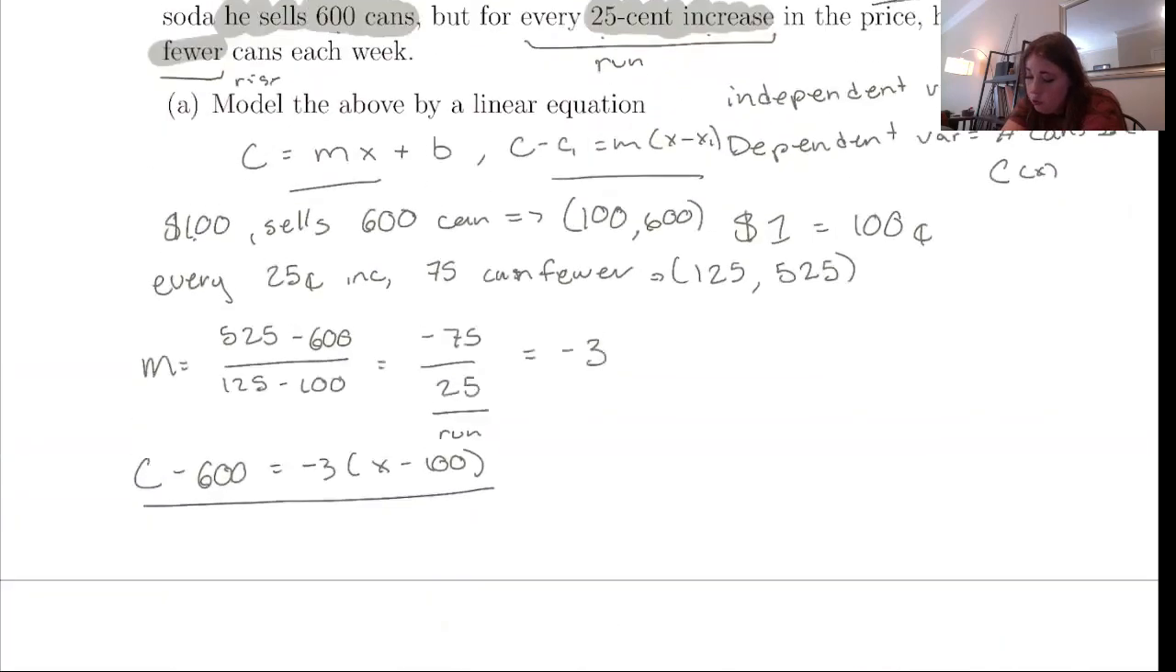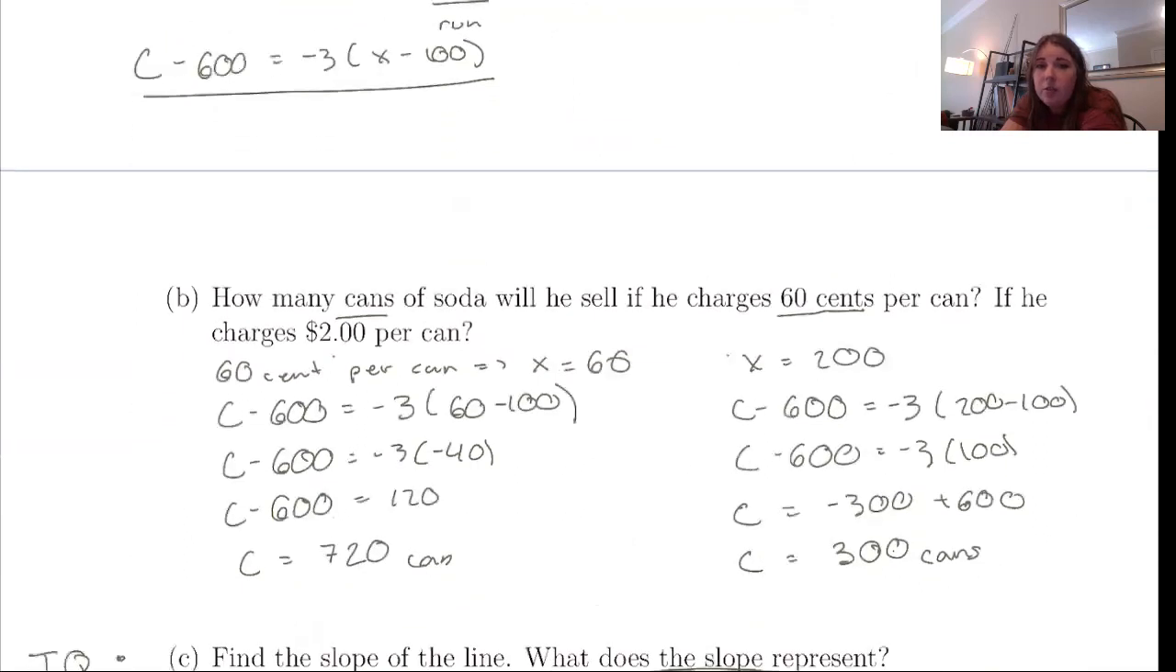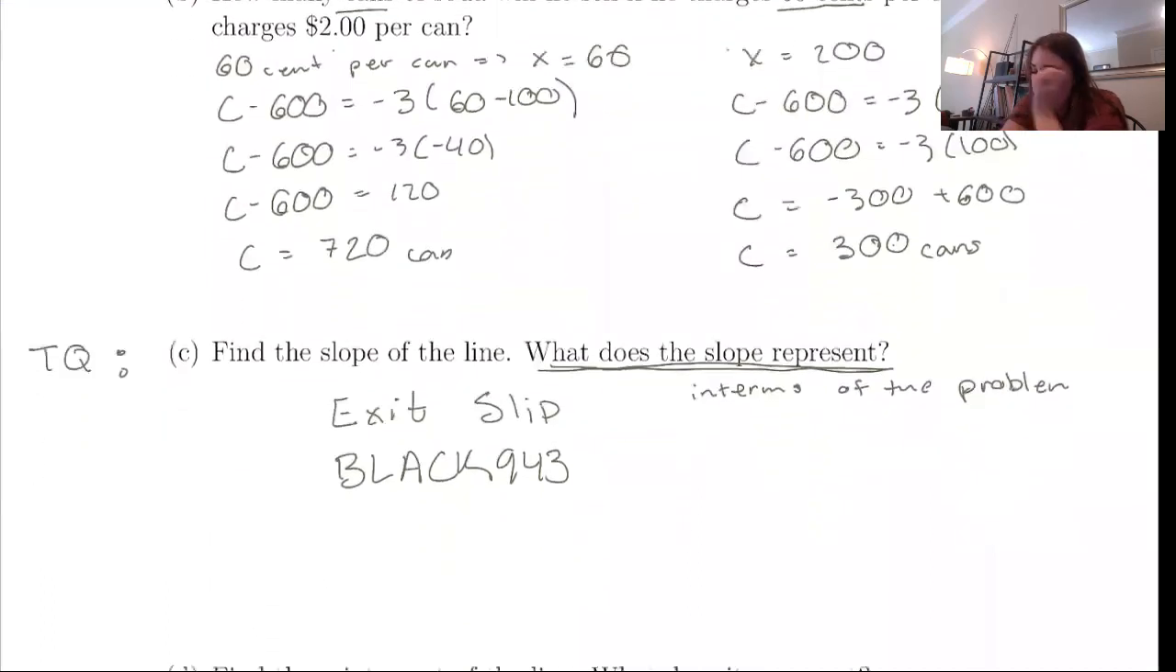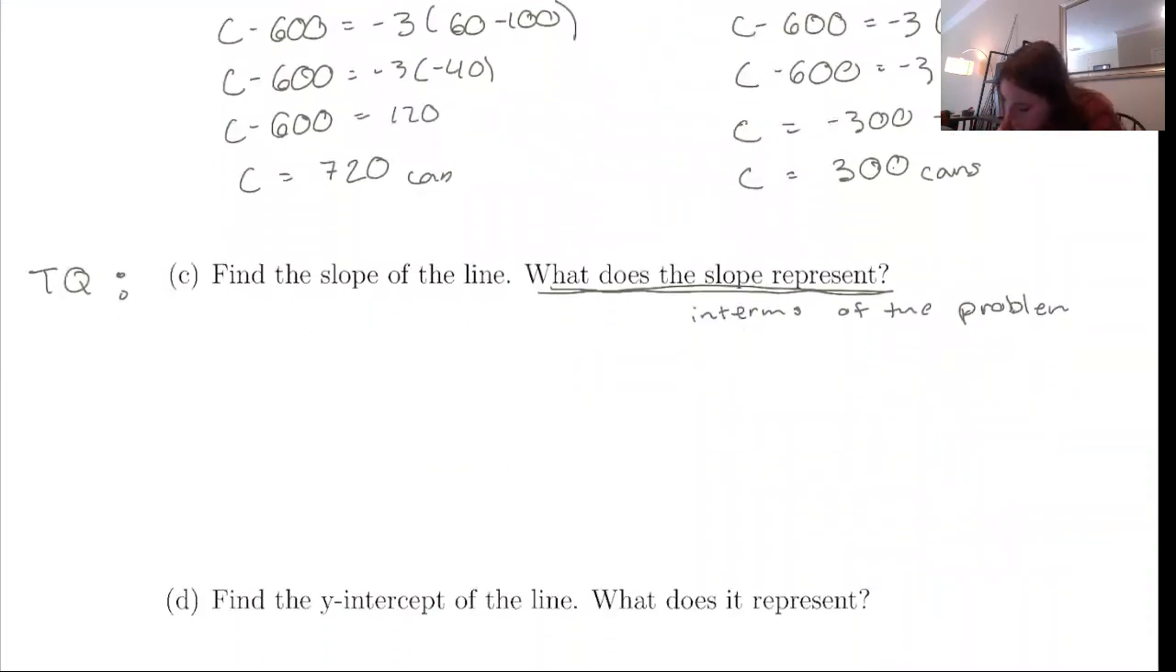It just seemed a lot easier. Okay. So just know we already have our slope. It's -3. Right. So then we were asked how many cans of soda will he sell if he charges 60 cents per can, or $2, which is 200 cents. So we plugged each of those in for x and we found how many cans we were going to sell. Then I asked you guys in our exit slip to find the slope of the line, and what does the slope represent? Specifically, what does it mean in terms of the problem? Yes, I understand that slope represents rise over run, but what does it represent in terms of this problem? So after that quick synopsis, can anyone tell me what they think the slope is?